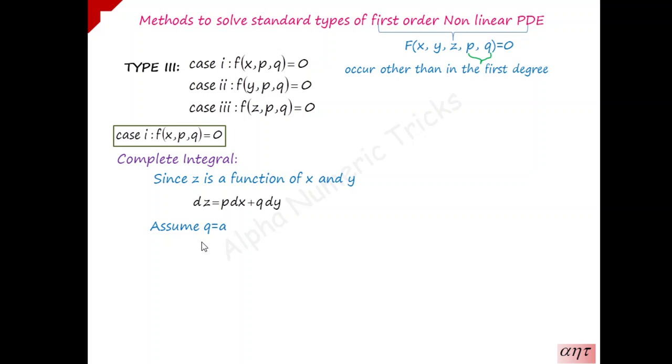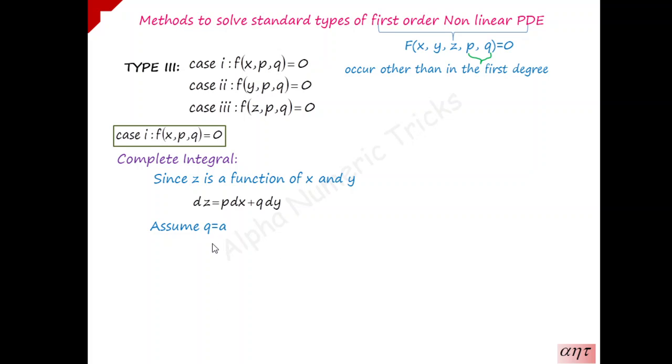Why we are substituting here is, after taking q is equal to a, we have to substitute this in the case 1 problem, find the value of p, and using p and q in dz is equal to pdx plus qdy, after integrating, you can get the complete integral. For that only we are assuming these things.